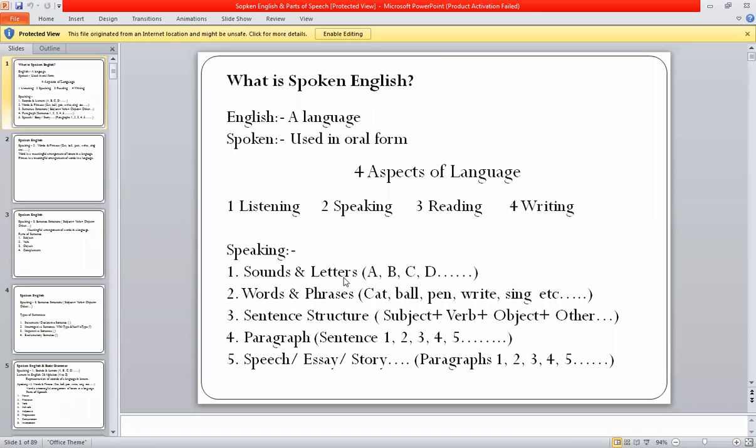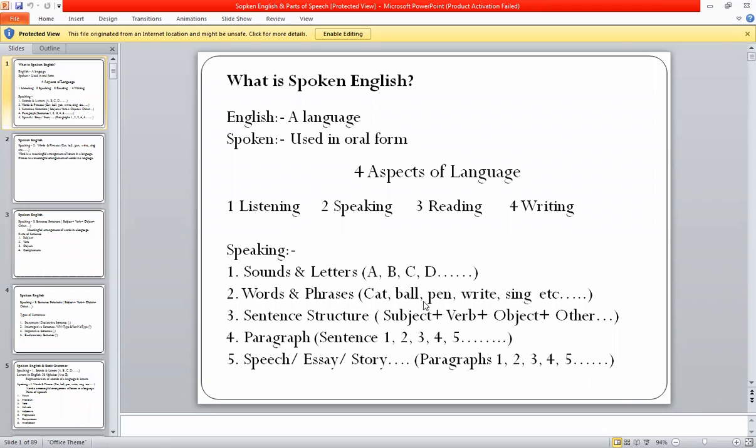Some of them are called consonants, and some of them are called vowels. That's why there are A, E, I, O, U. These five are called the vowels, and the remaining 21 are called the consonants. So letters are divided into two parts, vowels and consonants.